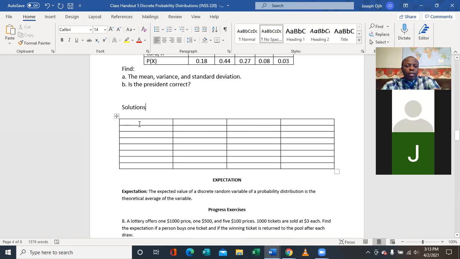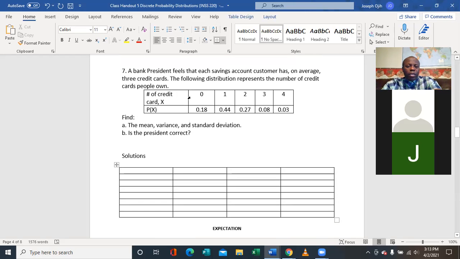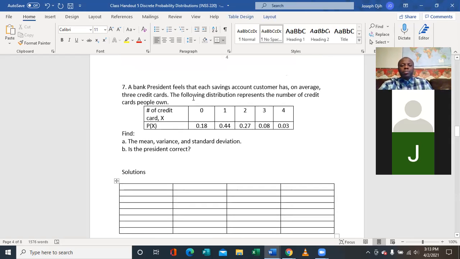We have the values we have here, zero. So this bank president was claiming that on average, each savings account customer has 3 credit cards. So the following distribution represents the number of credit cards people own. Number of credit cards.